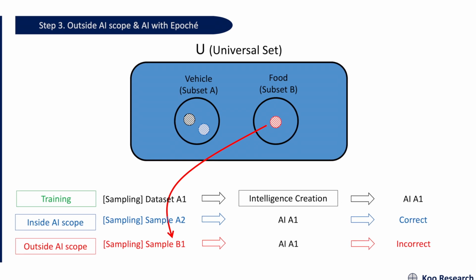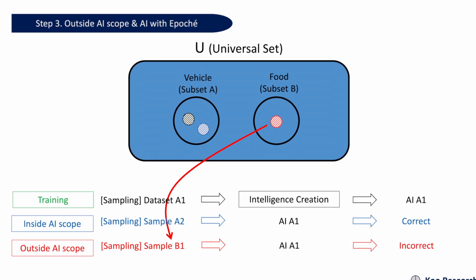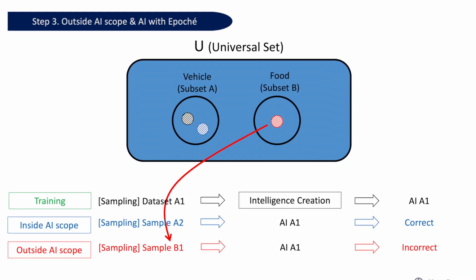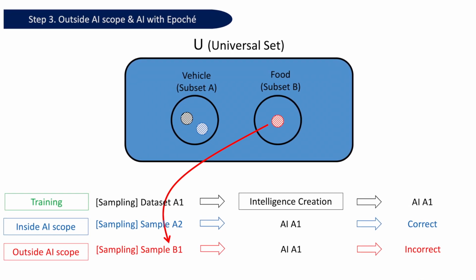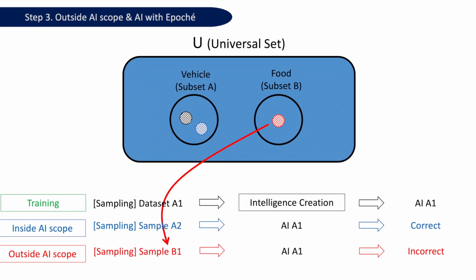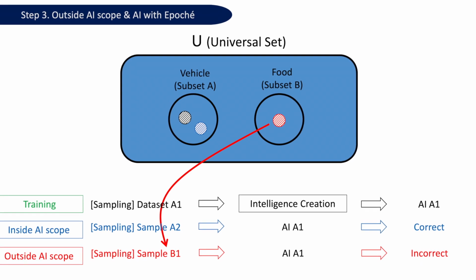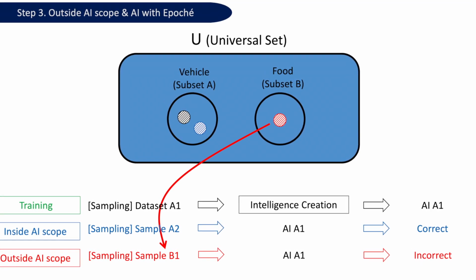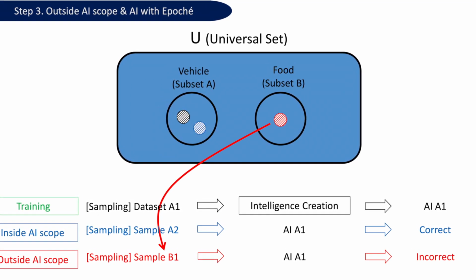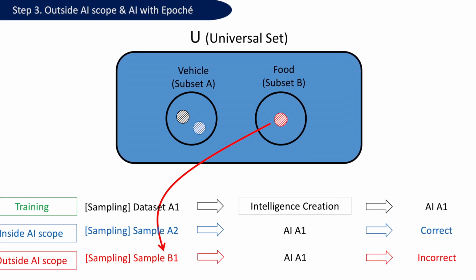For instance, in this figure, if AI A1, trained on dataset A1 with vehicle samples, assesses a sample B1 from subset B with food samples, it falls outside the AI A1 scope. Without metacognition, AI A1 cannot recognize sample B1 as outside its scope.